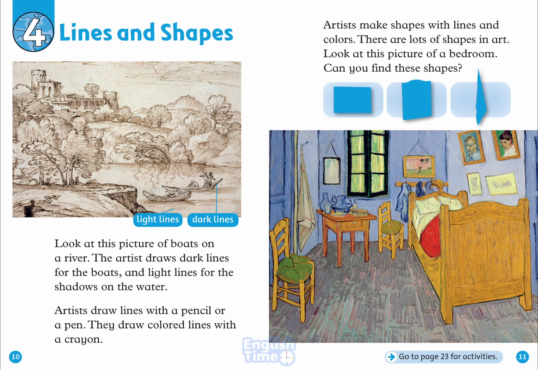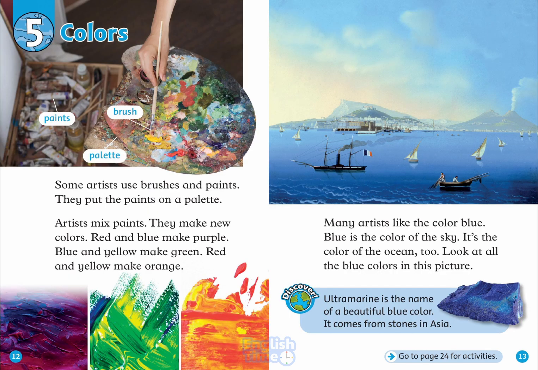Artists make shapes with lines and colours. There are lots of shapes in art. Look at this picture of a bedroom. Can you find these shapes? Chapter 5. Colours.